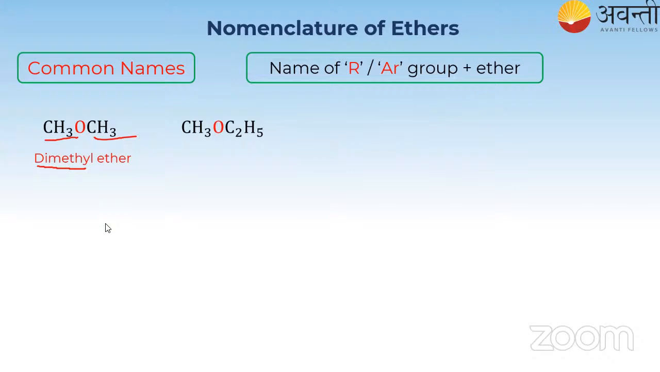Let me go ahead with one more compound, CH3OC2H5. Here we have 2 different alkyl groups: one is methyl and the other is ethyl. If 2 different groups are attached, you go with the alphabetical order. In alphabetical order, E comes first, so you name this as ethyl methyl ether.